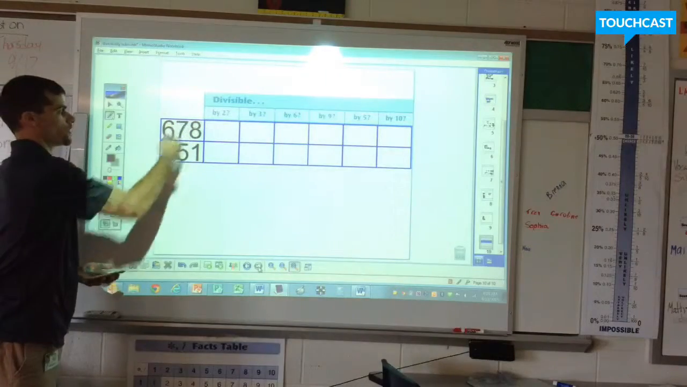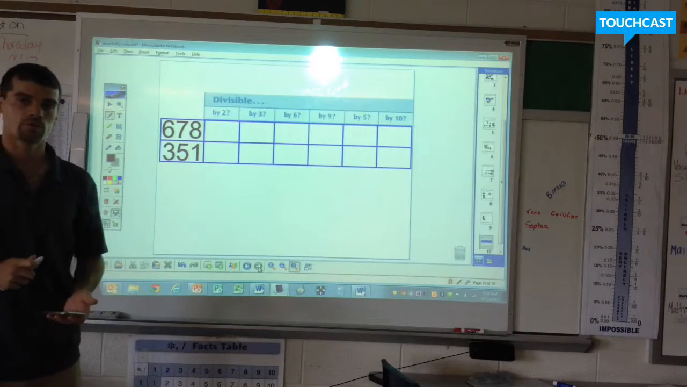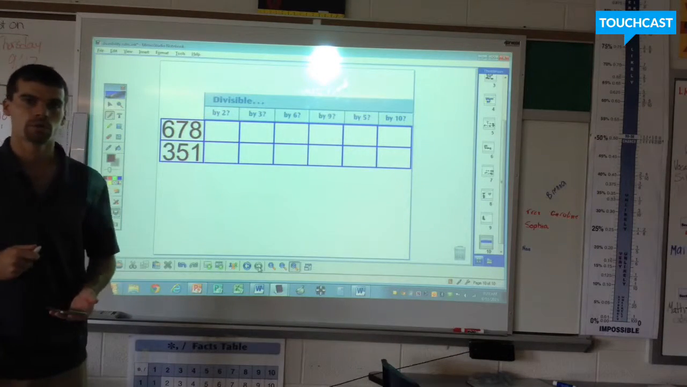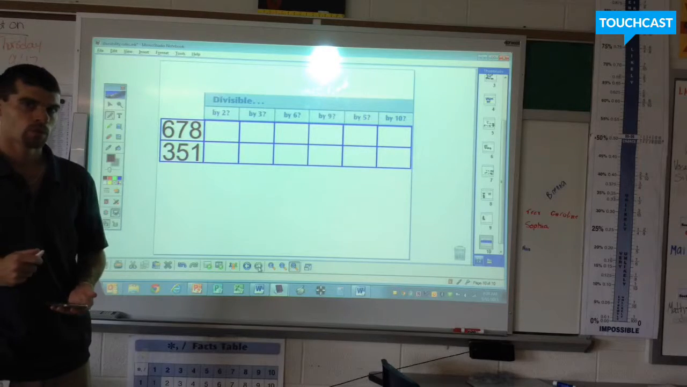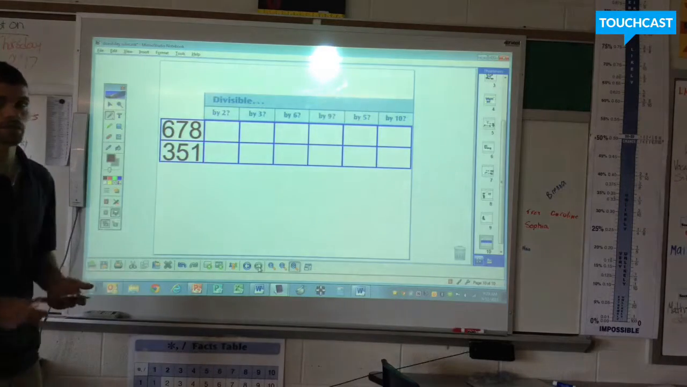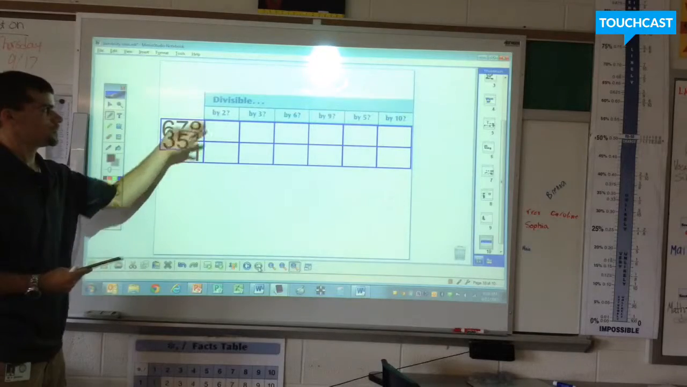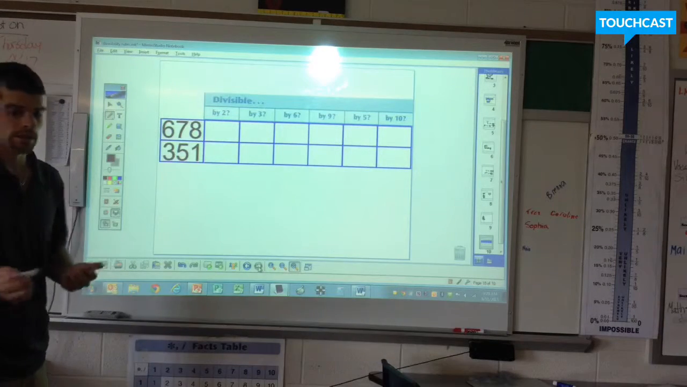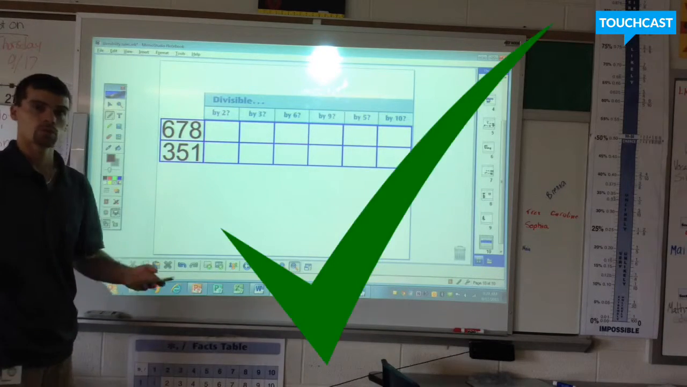So 678, we need to see if it's divisible by 2. What are we going to analyze? We're going to look to see if it's even. It ends in an 8, so it is divisible by 2 because 8 is even. So we know that.